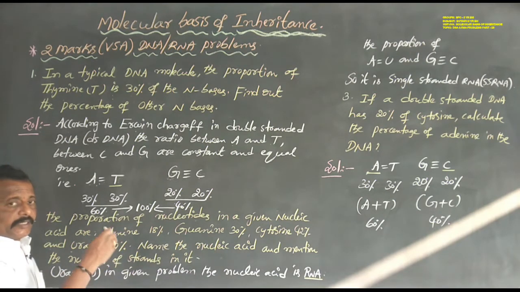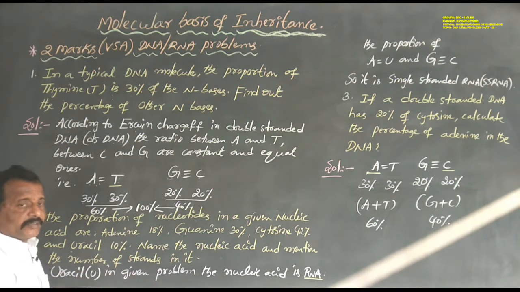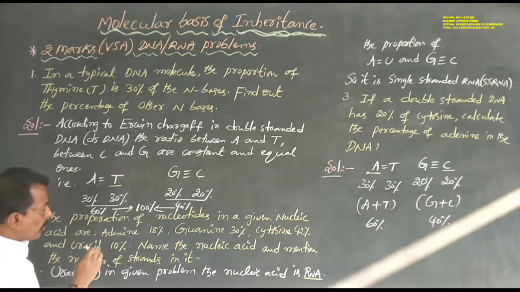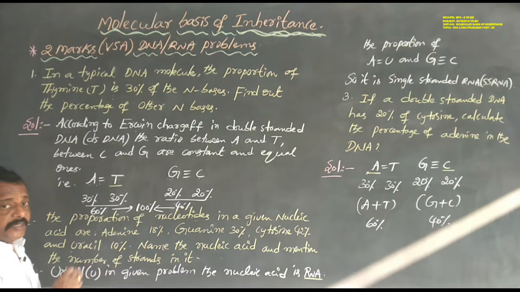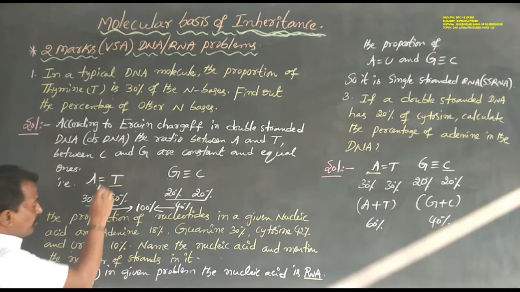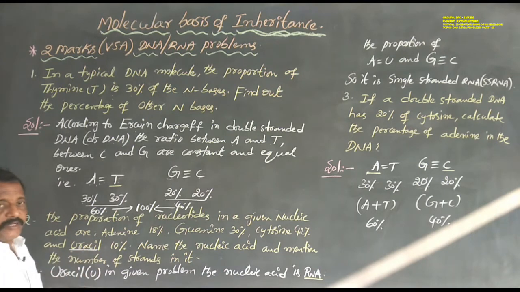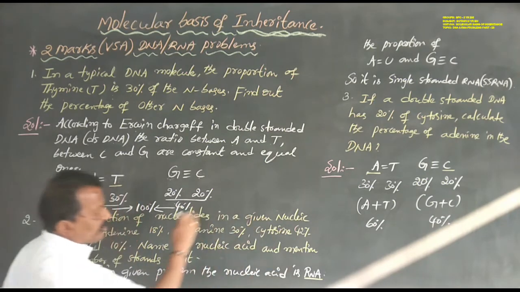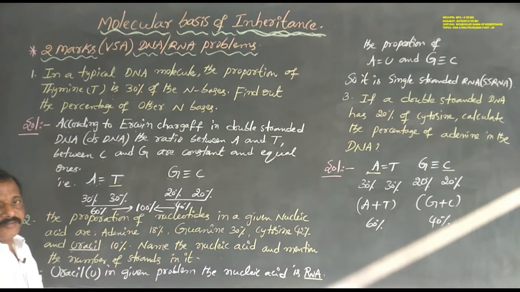In DNA the nitrogen bases are adenine, guanine, thymine and cytosine. But in RNA the nitrogen bases are adenine, uracil, guanine and cytosine. So thymine is replaced by uracil. Hence this nucleic acid is RNA, because it contains uracil.